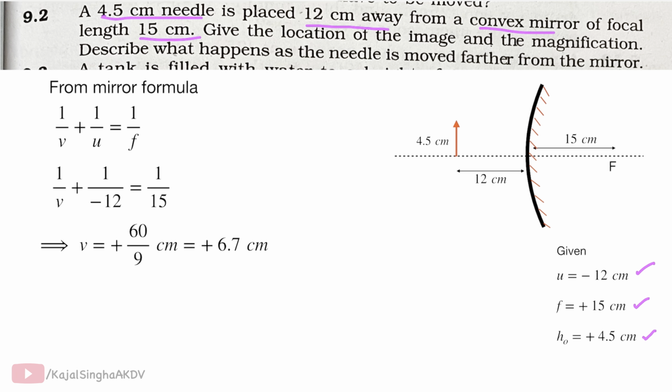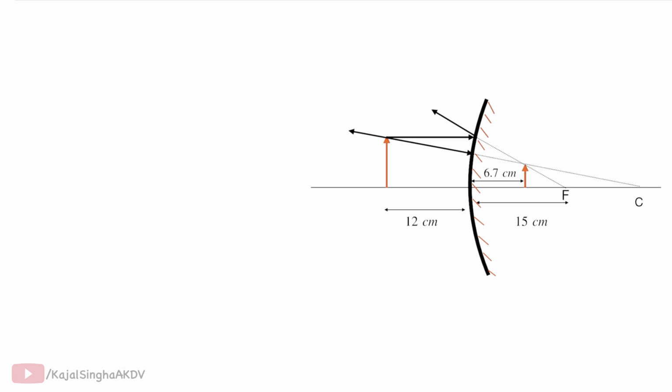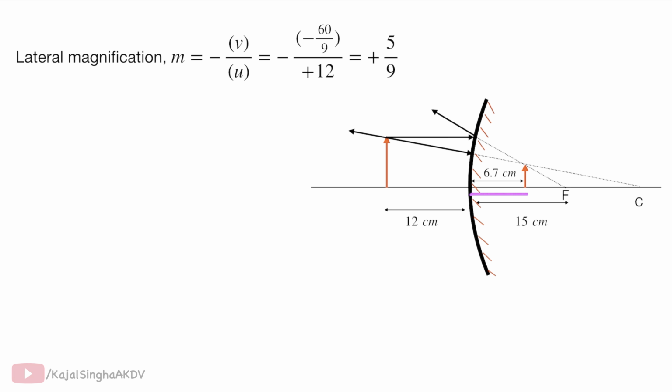Positive sign of v means the image will be formed behind the mirror. So image will be formed behind the mirror at a distance 6.7 centimeter. Here we can see that image is formed at a distance 6.7 centimeter. Lateral magnification m equals minus v by u, and if we put the sign of v and u, we get m equals plus 5 by 9.